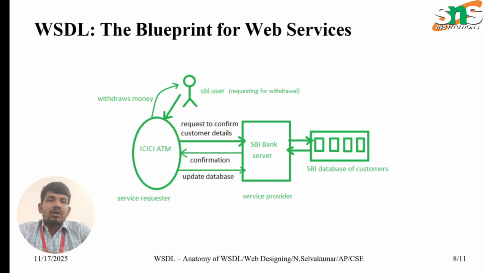Suppose a customer wants to take money from an ATM. The customer goes to an ICICI bank ATM, but the customer is actually an SBI customer. So the customer requests the ATM to take money from the SBI server as well as the SBI database. If the server and the database are all correct, the user can take money from the ICICI ATM. Otherwise it cannot, because the user's details, the database details, and the PIN number go to the SBI server, and the server reacts to the user. Only then can they take the money.